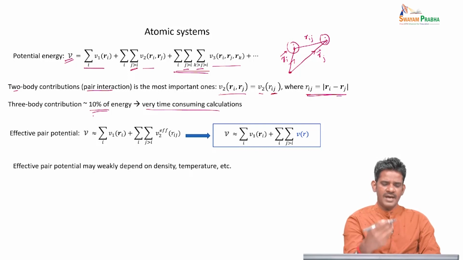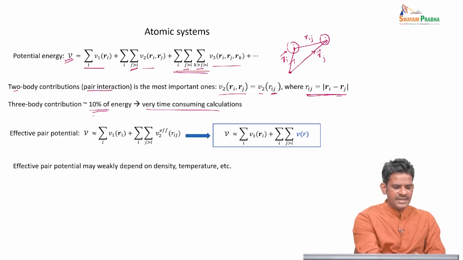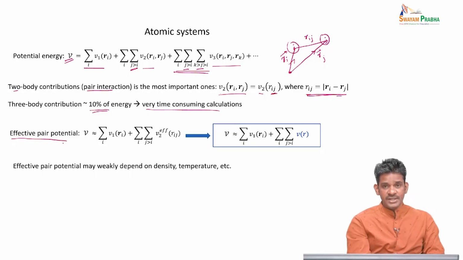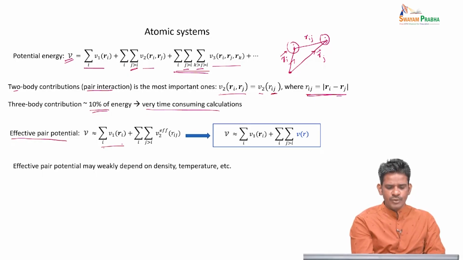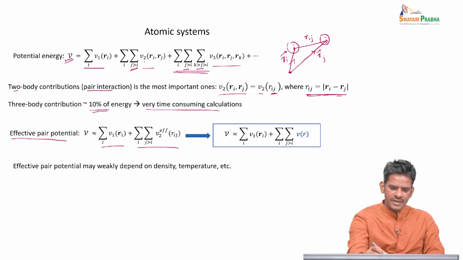And then if you go to the four body and five body interactions, their contributions to the system's energy become even lesser and more computationally expensive. So for practical purposes, in MD simulations, we basically define an effective potential which has only the unibody interactions and the pair potential interactions. And now if you see, instead of V2, I have written V2 effective.